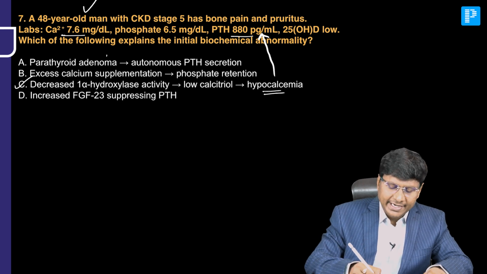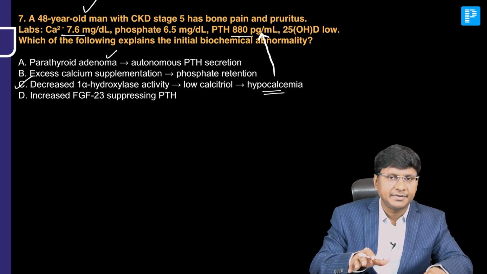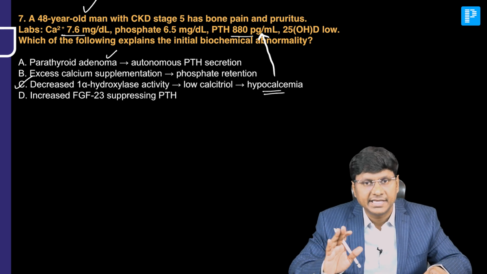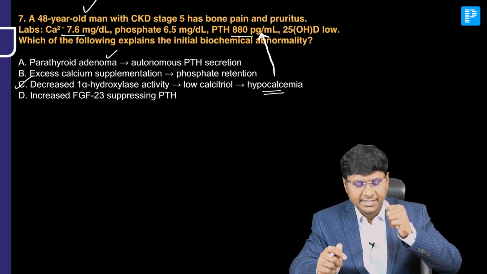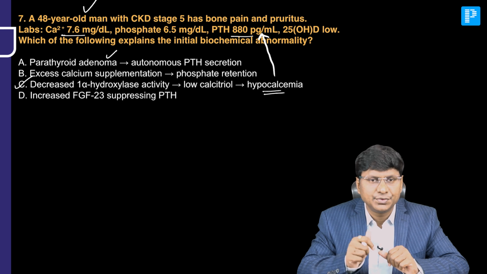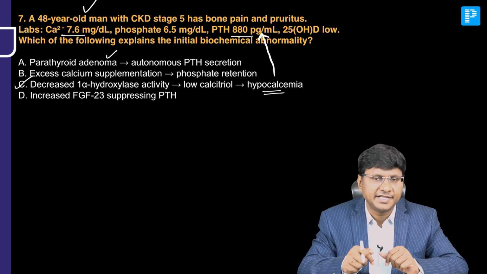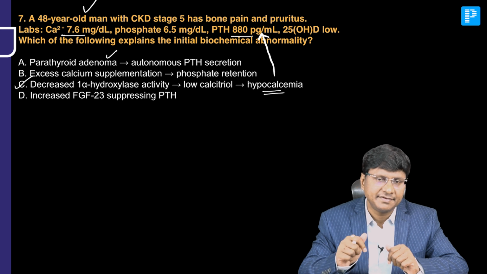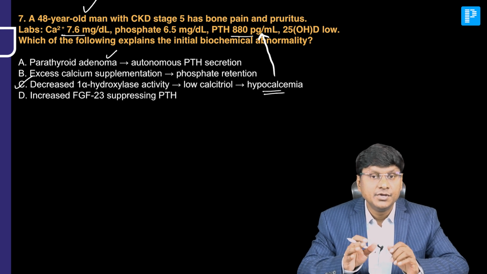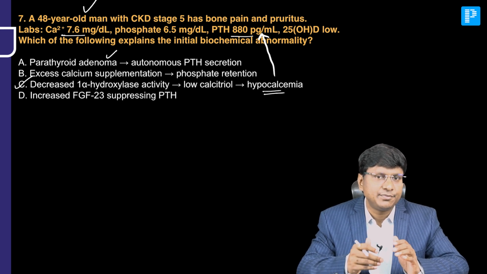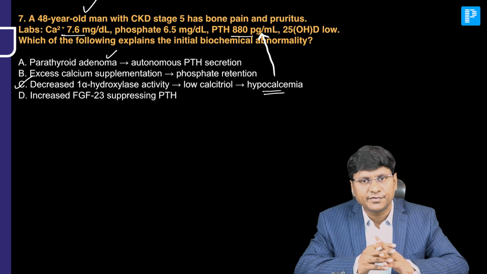And parathyroid adenoma, it is the one which will be causing primary hyperparathyroidism, which is not observed in this patient, okay? Because in case of parathyroid adenoma, you will not have hypocalcemia, you will have hypercalcemia, and hypophosphatemia will be there. But this patient is having hypocalcemia and hyperphosphatemia. What could be the reason for hypocalcemia and hyperphosphatemia? That is because of chronic kidney disease.